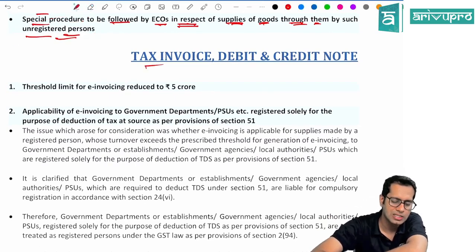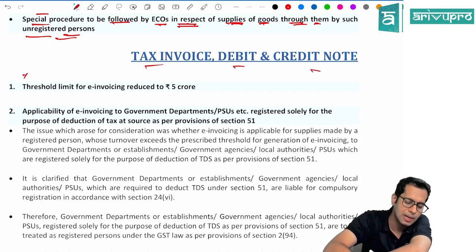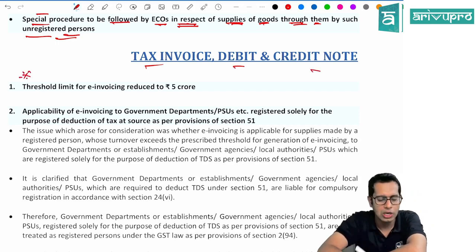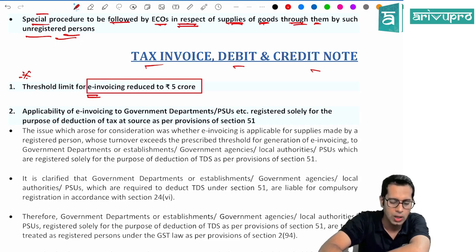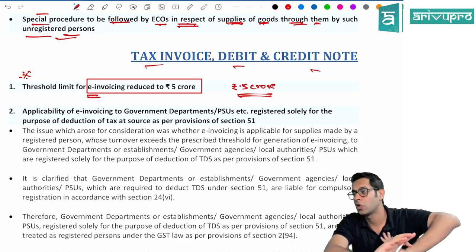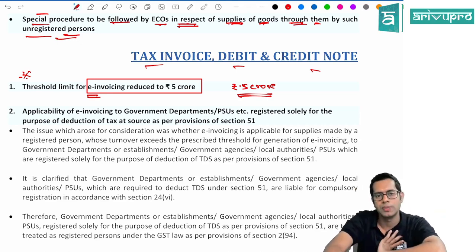Next, there is a chapter called tax invoice, debit note and credit note. Here, one major amendment is with respect to the threshold limit for e-invoicing. The threshold limit for e-invoicing is now how much, sir? 5 crore rupees. So e-invoicing provision will be applicable if your turnover is up to 5 crore rupees.